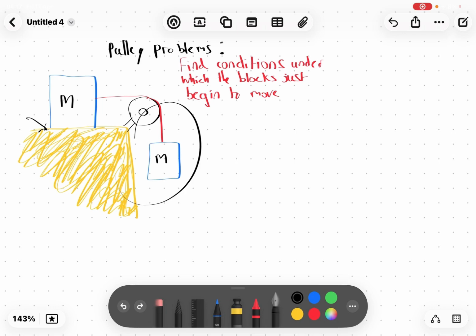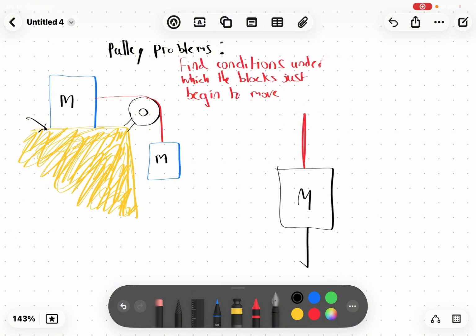Now let's talk about the small m. The free body diagram would look kind of like this. So we have the m, right? The gravity pulling down is mg, and then the rope has a tension. It only pulls, it can't push, so the arrow would go up because it only pulls.